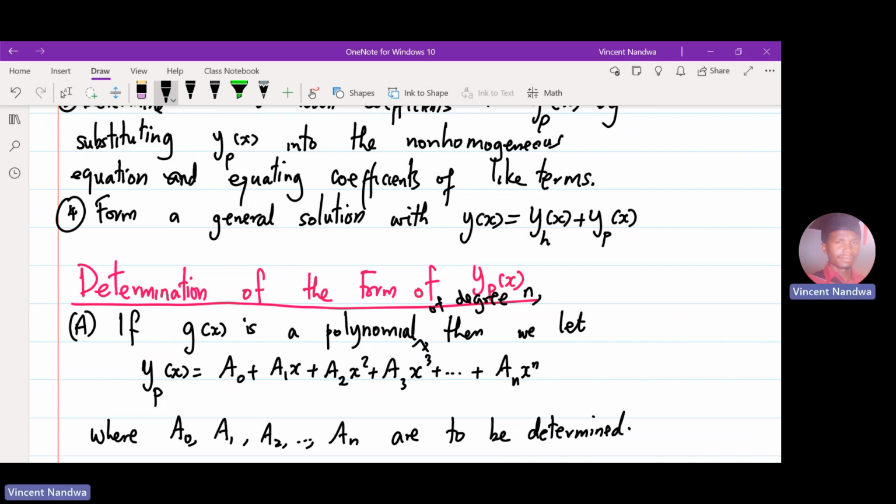So that's the first thing. If the structure of g of x is a polynomial of degree n, then you assume that the particular solution has that structure of any polynomial of degree n.